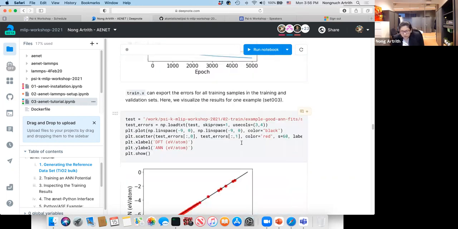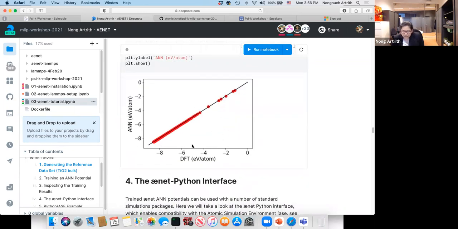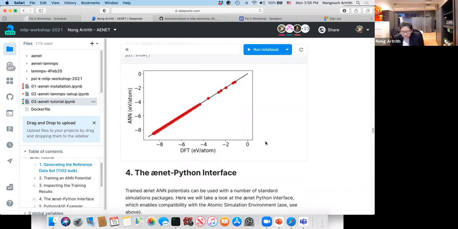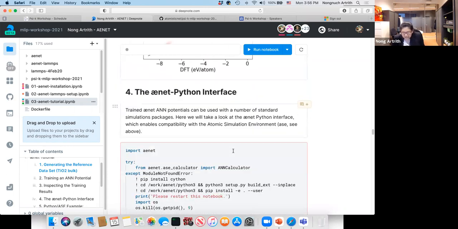To use it, we also check if we predict, for example, this is the DFT energies and this is the neural network predictions. So all of the validation atomic structures that we have are very nicely predicted, like along the 45 degrees line. So it shows really good agreement between the neural network predictions and the DFT energies of structures. And this is an init Python interface with the ASE code.